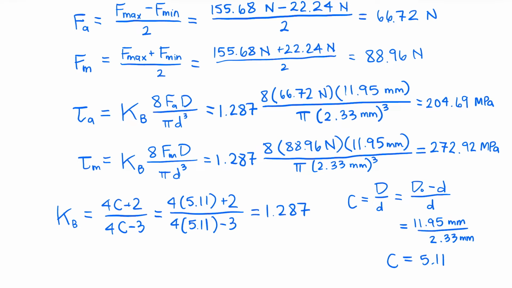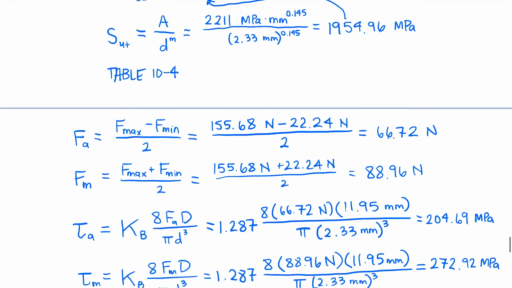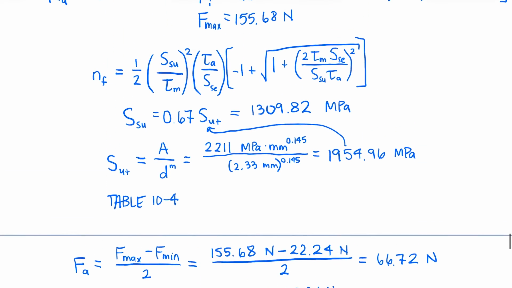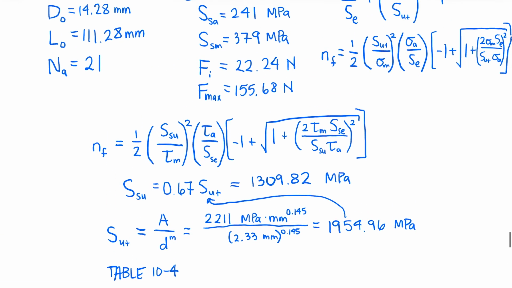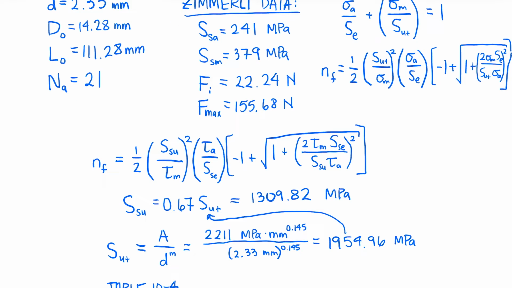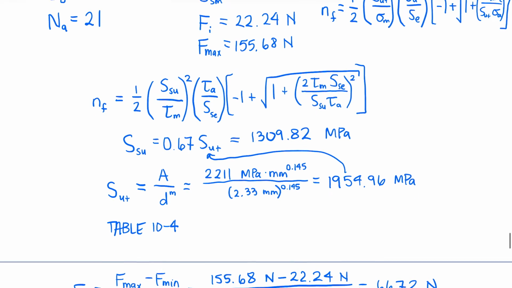Okay, so now I have my mean and alternating shear stresses. I got my torsional modulus of rupture. The only parameter that we have left in this equation for our safety factor that we don't know is this shear endurance limit. And we're going to need to find that using our Zimmerli data, but it's going to be a little bit different from the way that we found our shear endurance limit with the Goodman criteria, because this time we're using the Gerber criteria.